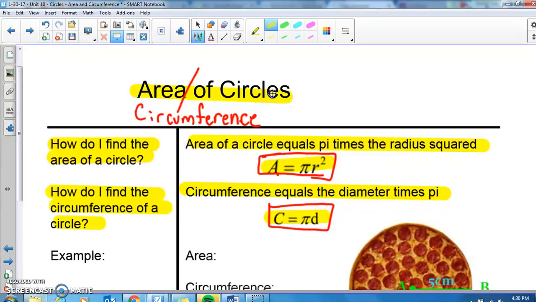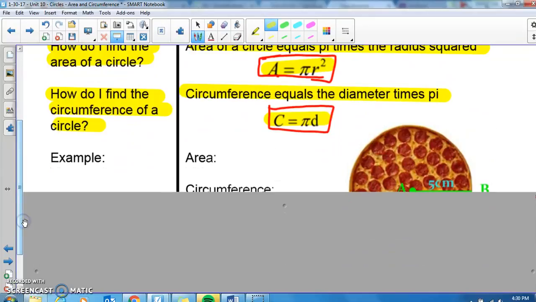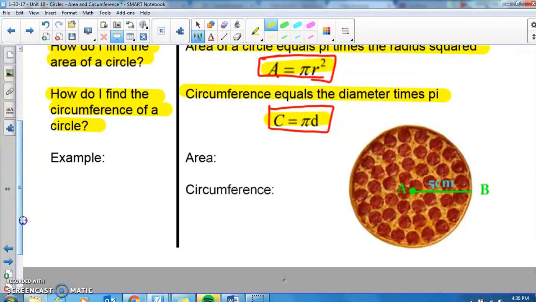All right, so we have an example of a pizza here. So we're going to use this as our first example. We see the distance halfway across this pizza from point A to B, or vice versa from B to A, is 5 centimeters. So what we're going to do is use this formula for area, pi r squared, and substitute the information that we have. We know the value of pi is 3.14. That was one of your vocabulary words. The radius is halfway across, which is 5. So I'm going to say 5 to the second power.